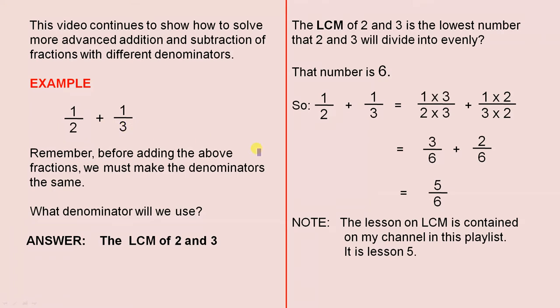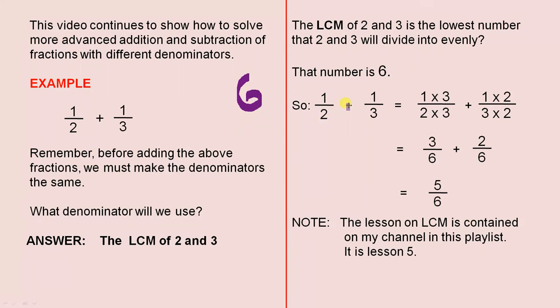Remember, before adding the above fractions, we must make the denominators the same. That is, the denominator for this fraction and for this fraction must be the same. What denominator will we use? The answer? The LCM of 2 and 3. The LCM of 2 and 3 is the lowest number that 2 and 3 will divide into evenly. That number is 6. Now, a very basic knowledge of tables tells us that 2 divides into 6 evenly, 3 divides into 6 evenly, and that's the lowest number.